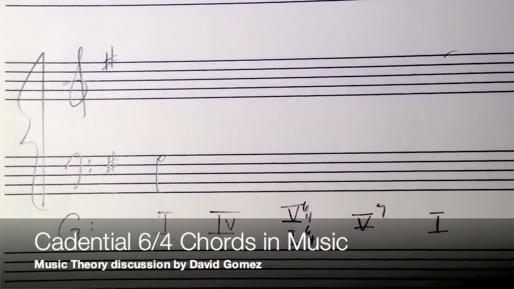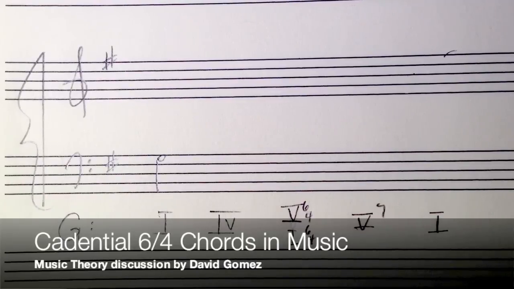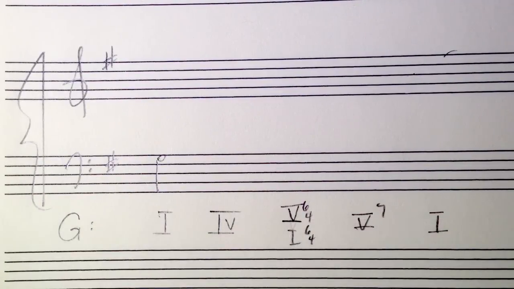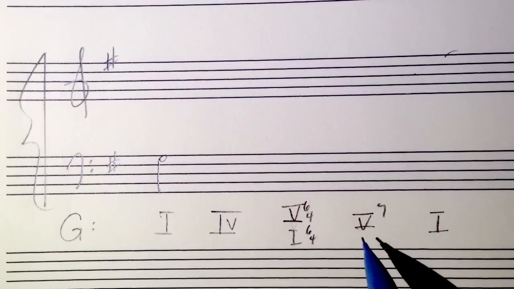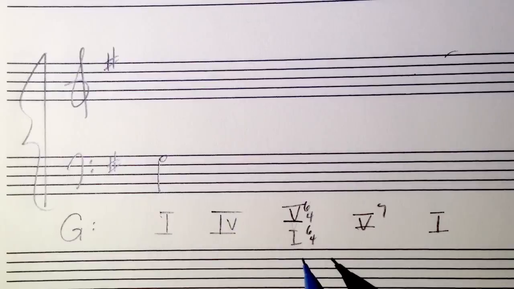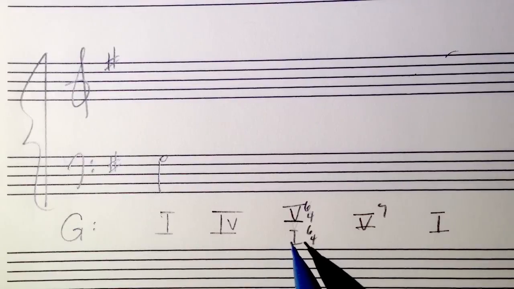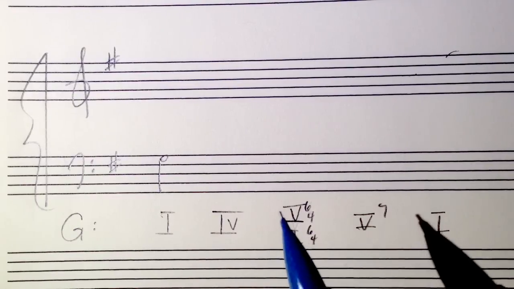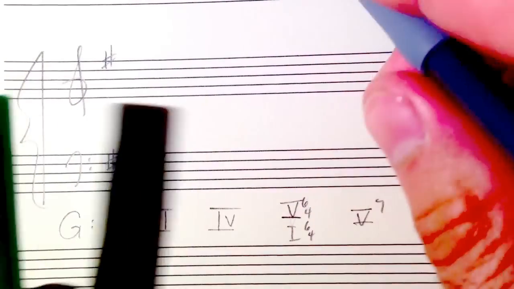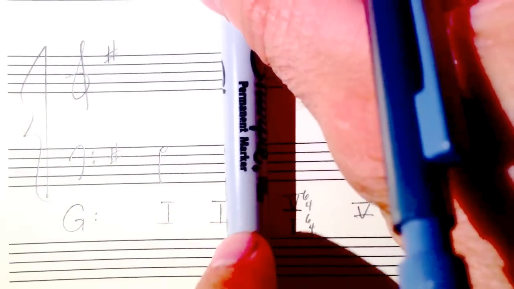Hey music theory community, today I want to look at cadential 6/4 cadences, and that is where we have a one chord in second inversion and it leads into a 5 chord or a 5/7 chord and resolves. So it's a true preparation of dominant harmony and appears more often on a downbeat. So we're going to put a bar line here.